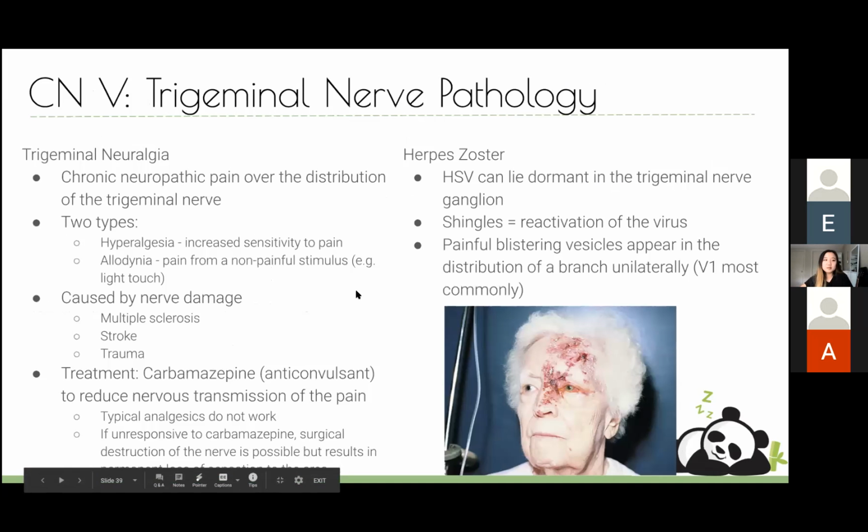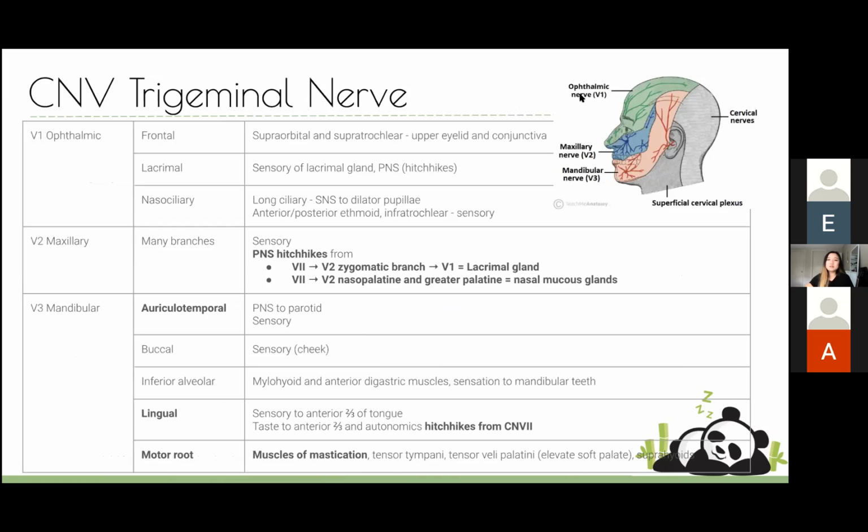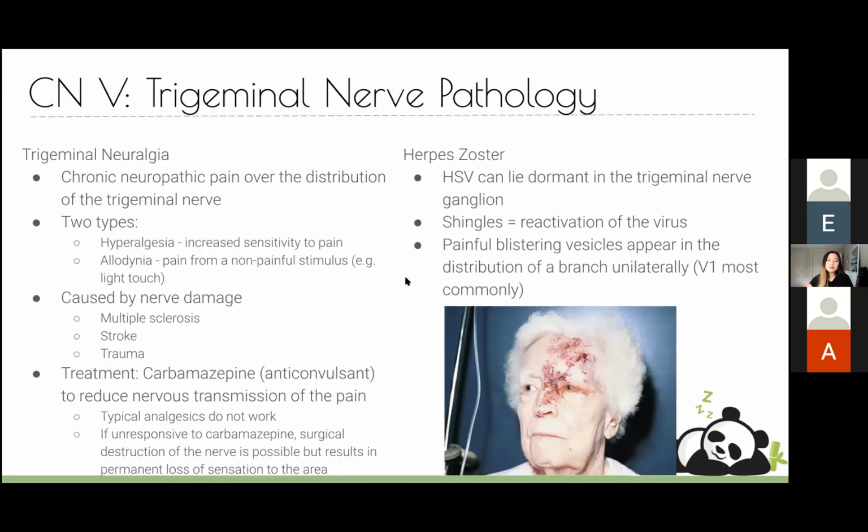In terms of pathology, you can get trigeminal neuralgia. So this is a chronic neuropathic pain over these distributions. You've got two types. You can have hyperalgesia, which is increased sensitivity. You can have allodynia, which is pain from non-painful stimuli. And it's caused by nerve damage. Treat it with carbamazepine.